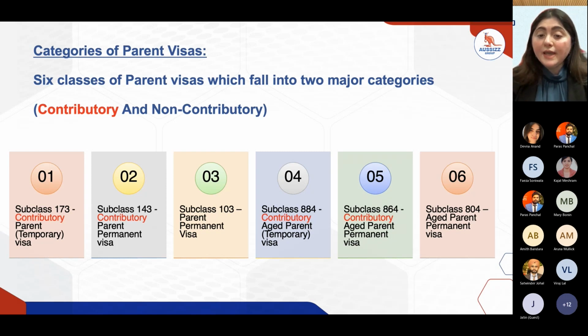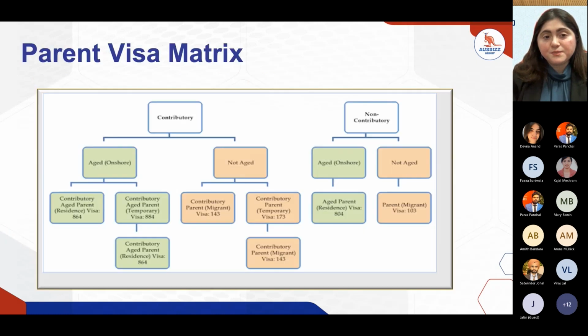The 884 is the aged contributory parent visa. 864 is also an aged parent visa. I'll be talking about why they call this a contributory parent visa and why they call this an aged parent visa at the same time. The difference between these visas is one is a temporary visa and one is a permanent visa. At the same time, while we talk about the contributory parent visa for aged parent visas, we also have the 804, which is the aged parent permanent visa. There's pretty easy contributory and non-contributory aged parent and the normal parent visas.